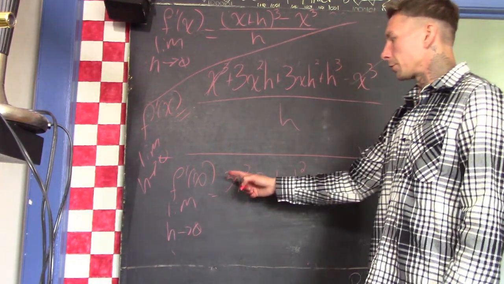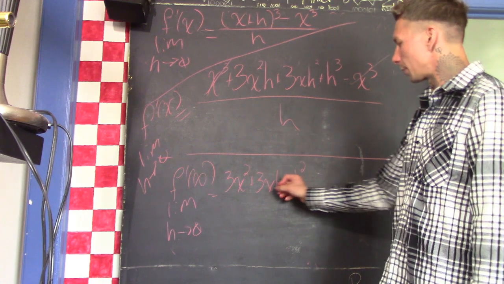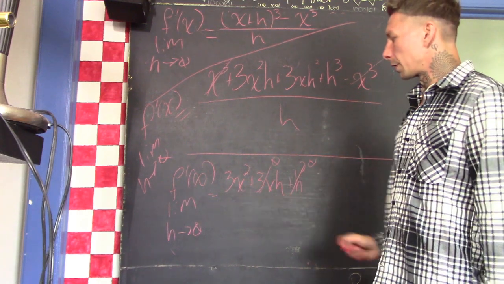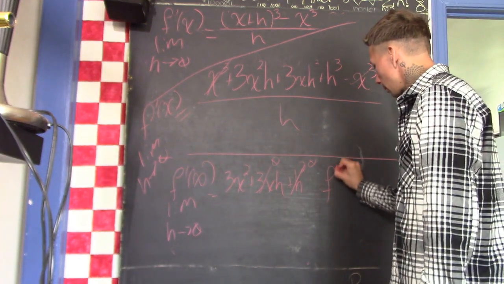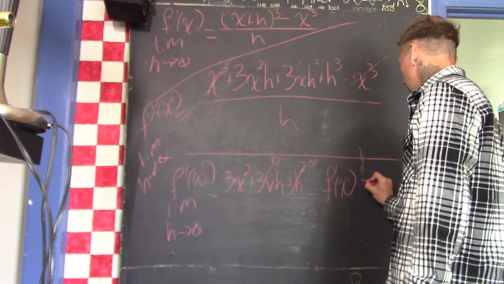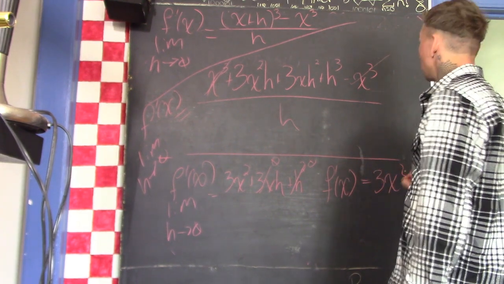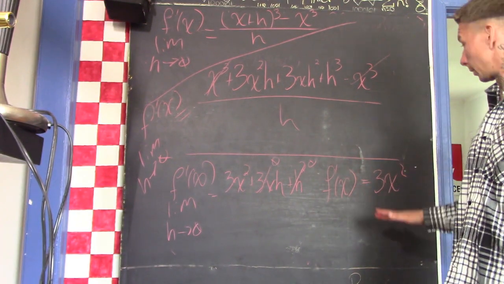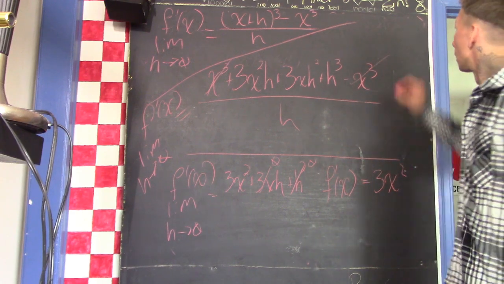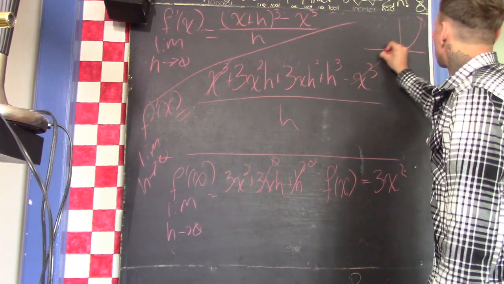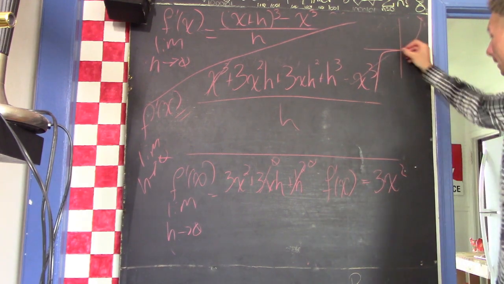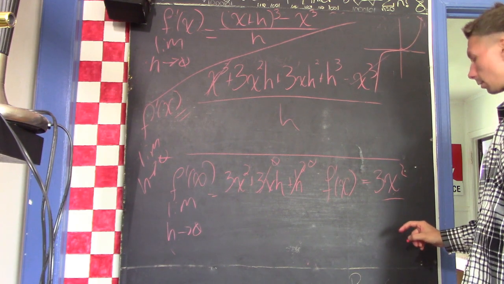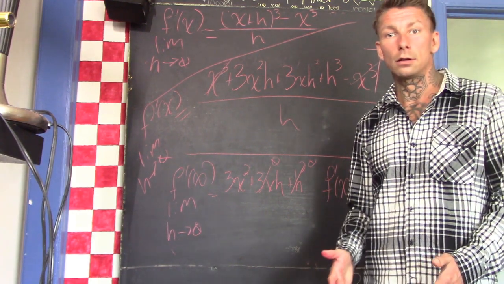So if we now let h go to 0, this becomes 0, this becomes 0, and now we're left with 3x squared. The derivative of x cubed is equal to 3x squared. And on this, at 0, if we put 0 in here, we will get a slope of 0. I hope that made sense.